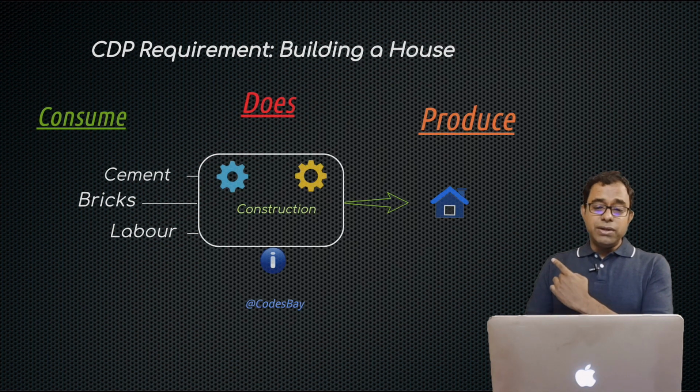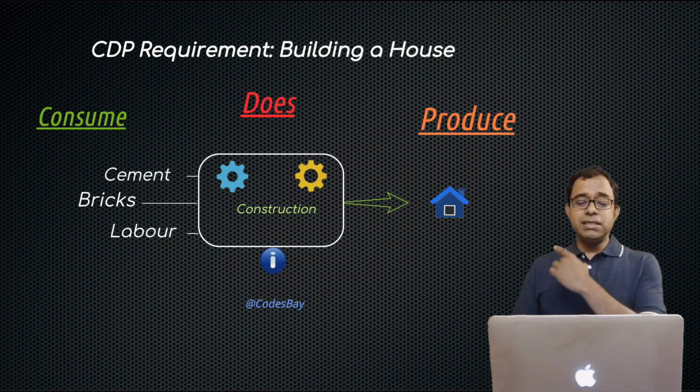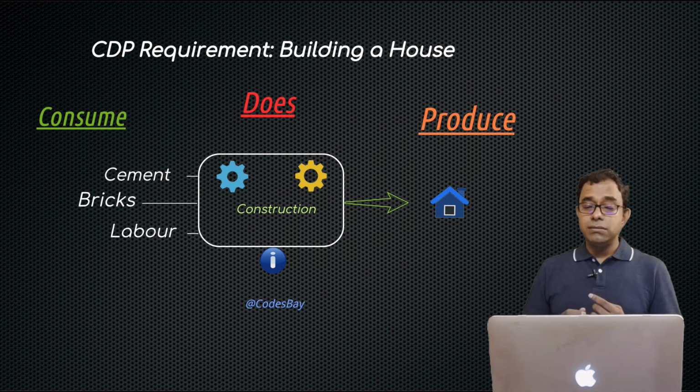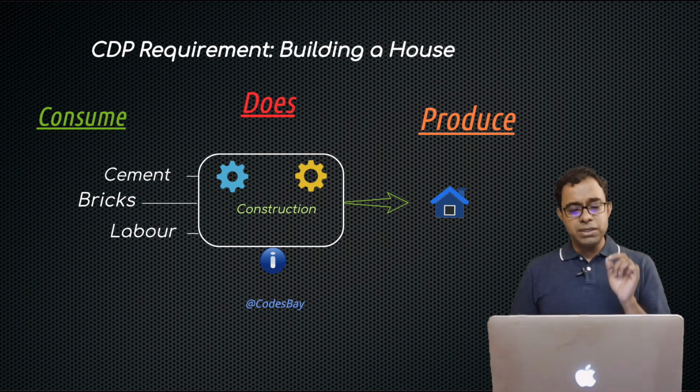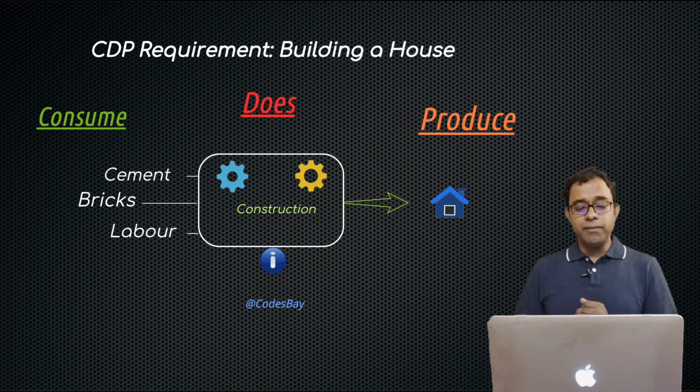Now you can see on your screen the CDP representation for building a house. What does it depict to you? It says that it consumes cement, bricks, and labor, and does construction, to produce a house. Which looks better, user story or this one? I'll leave the answer to you, but there are three specific things I'll talk about.